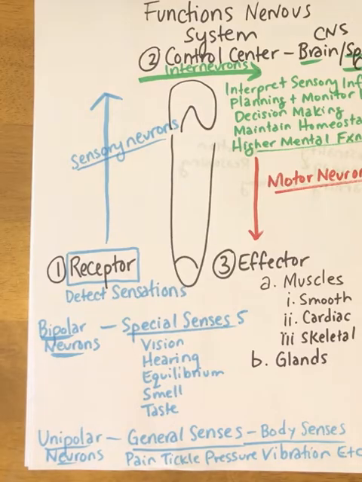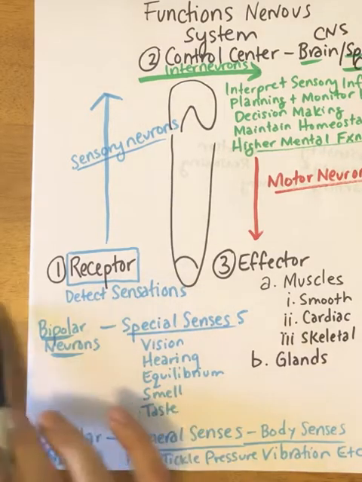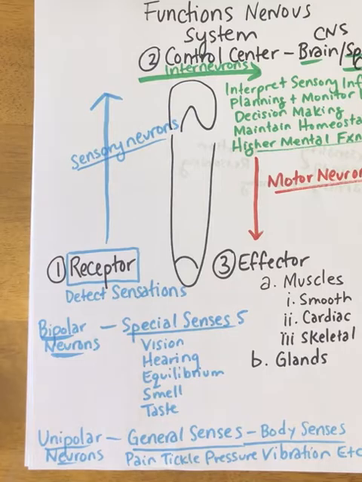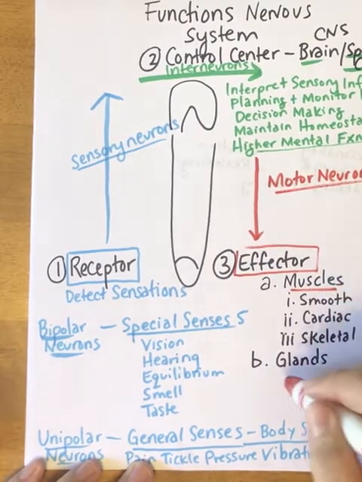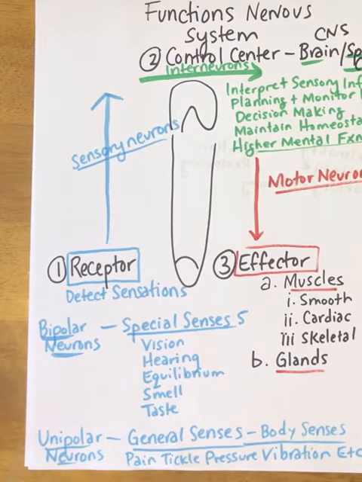So there's 3 functions of the nervous system. Our receptor is going to detect, and it sends information to the brain. The brain is going to integrate, interpret, plan, make decisions, maintain homeostasis based on the information it's receiving, and then sends out electrical impulses, which we call motor neurons, to our effectors, which are going to control muscle contraction and gland secretion. So those are the 3 functions of the nervous system that we learned in chapter 11.